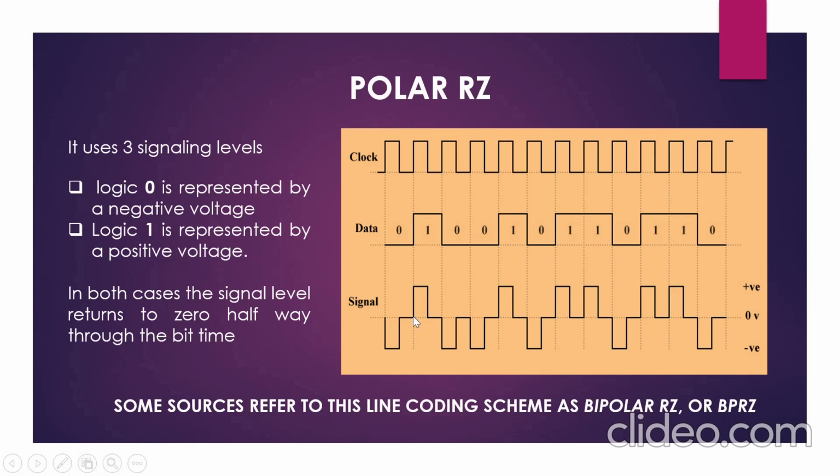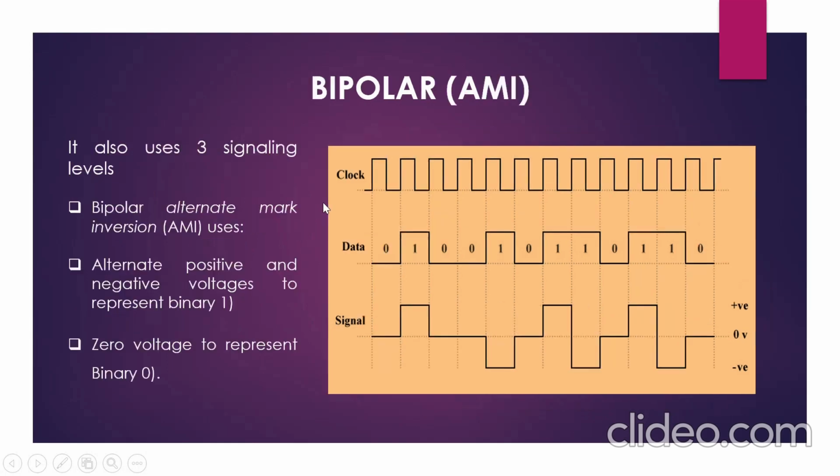0 level. Then it would see what is the next bit. What is the next bit? Next bit is 1, so it would be a positive transition, but again coming back to the 0 level because it is an RZ scheme, right? Similarly, you would go on doing the same thing. Some sources refer to this line encoding scheme as bipolar RZ, right? So then there is bipolar AMI.